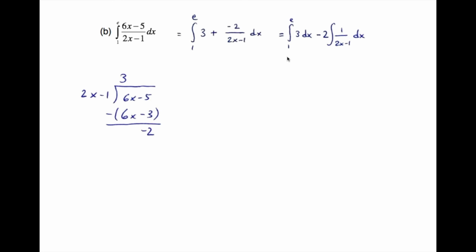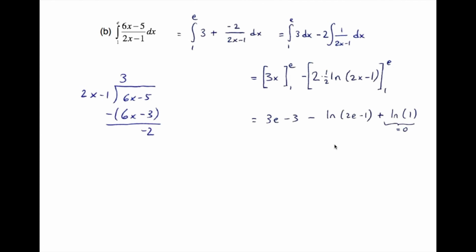So going one step further, I can break this integral into 2. I have the integral from 1 to e of 3 dx minus 2 times the integral from 1 to e, I forgot to write it here, of 1 over 2x minus 1 dx. And we've just seen, well, the integral of 3 is 3x. We just saw very recently how to find the integral of 1 over 2x minus 1. It will involve a logarithm. We have to fix it a little bit by multiplying by 1/2. But anyway, once we are here, we plug in e minus plugging 1, and we get to the answer.